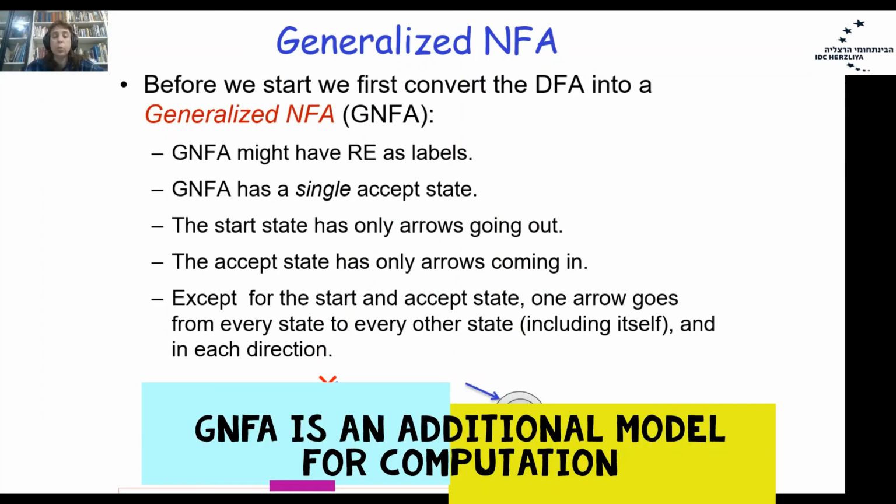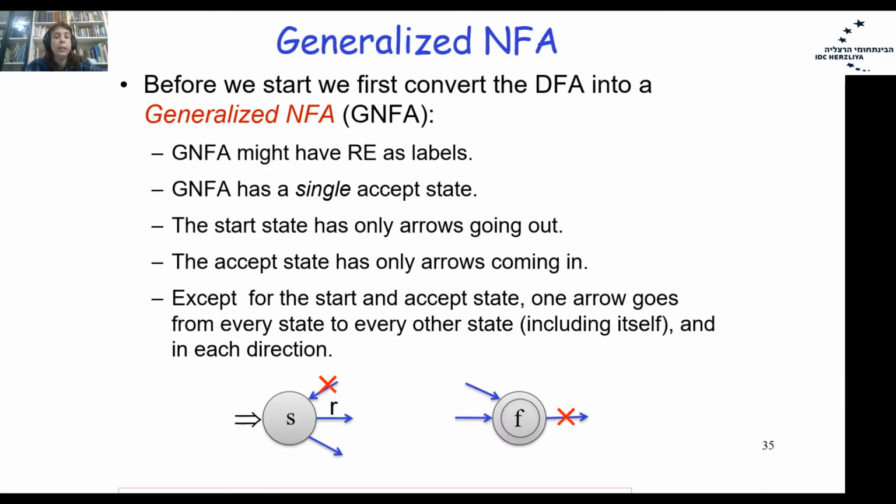Before we start our solution, we will transform the given DFA into a generalized NFA. A generalized NFA might have a regular expression as a label and has a single accepting state. The start state doesn't have any arrows going in, and the final accepting state doesn't have any arrows going out. Additionally, except for the start and accepting states, one arrow goes from every state to every other state, including itself as a self loop, and in each direction.